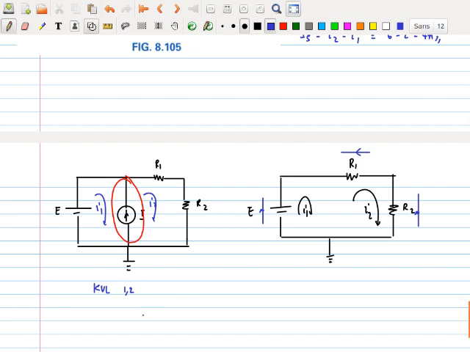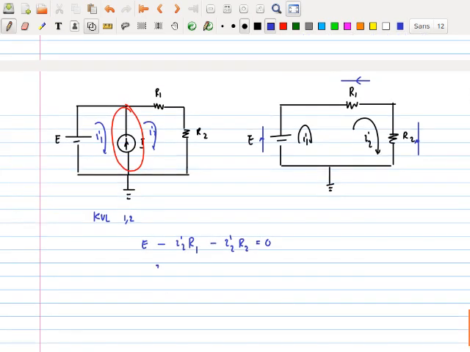Then if I apply it to the super mesh, I have E, which goes in the same direction as my loops. Then I have minus I2 R1 and minus I2 R2 is equal to 0, and from that I will get I2 is equal to E over R1 plus R2, and we already know E is 24, R1 is 1 and R2 is 3, which will give me the same answer as previously.